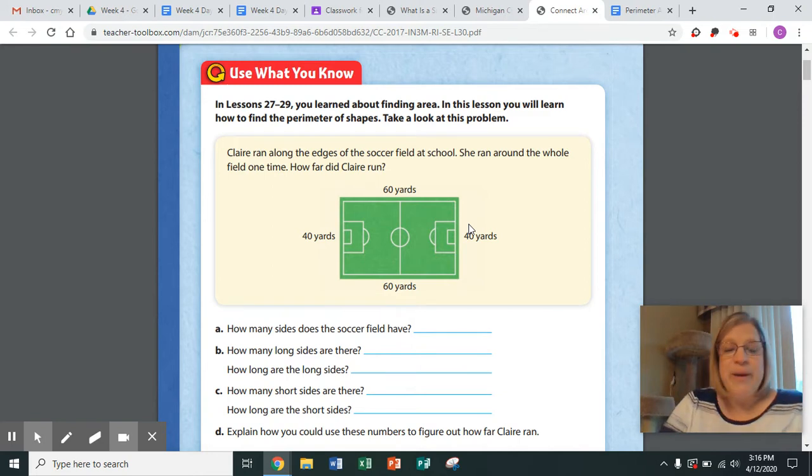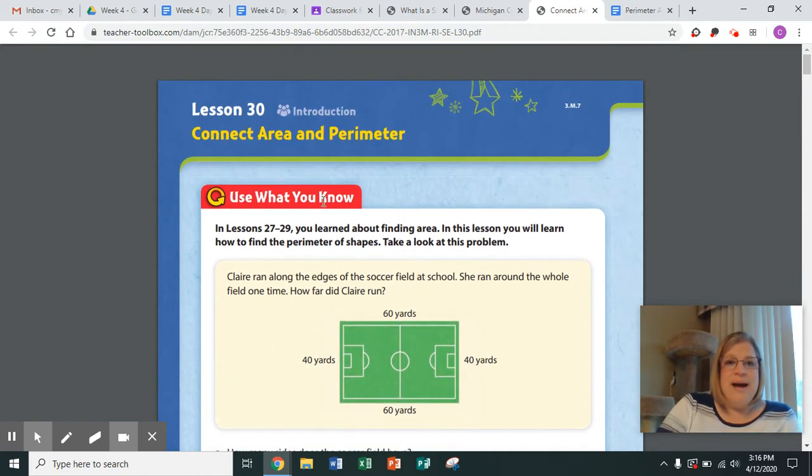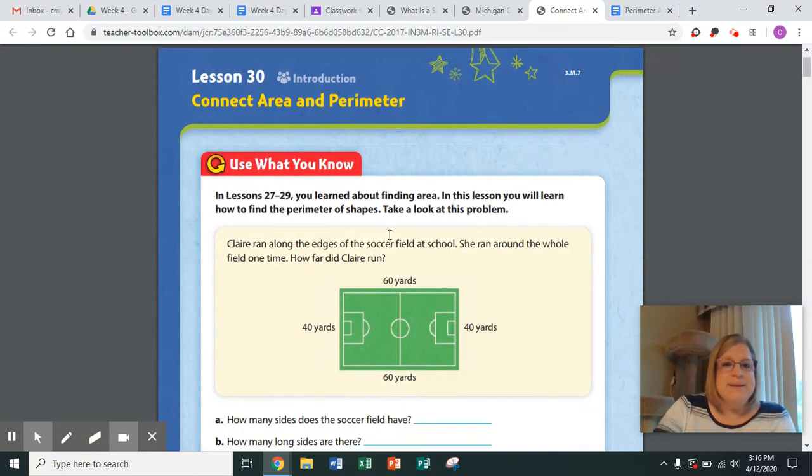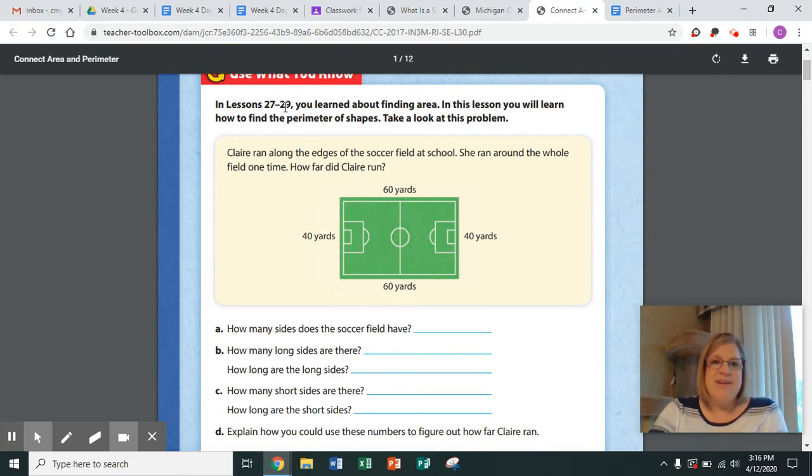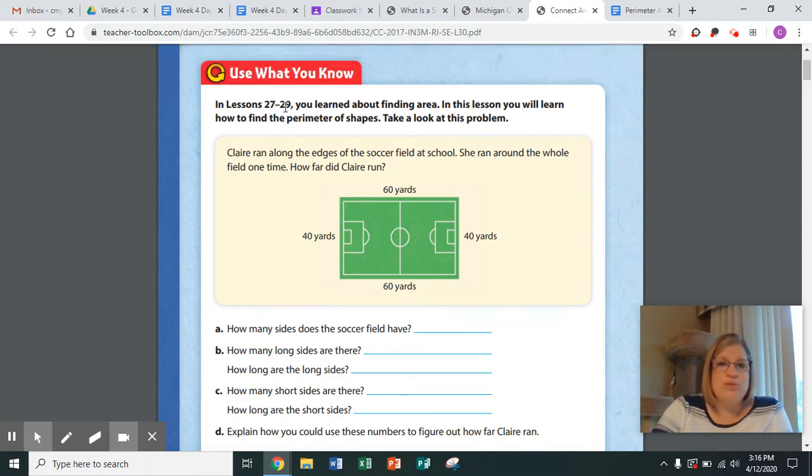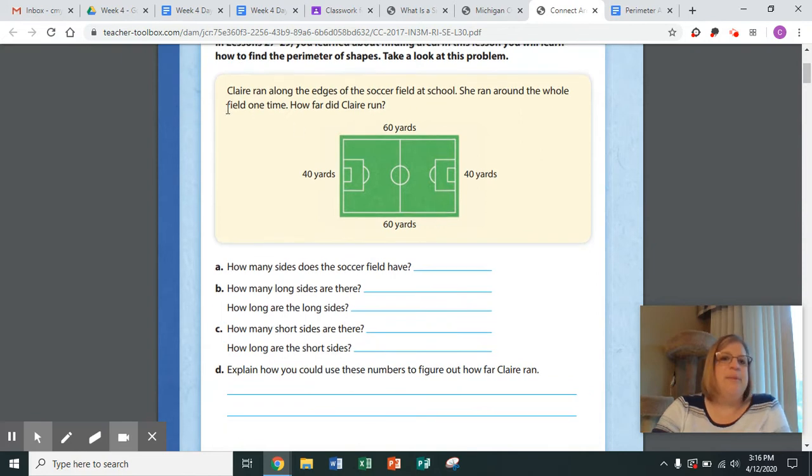Welcome back. Here we go, guys. We are going to work on connecting area and perimeter. Area is outside. Oh, excuse me, flip that. Area is inside, perimeter is outside. So, in lessons 20 through 29, you learned about finding area. In this lesson, you're going to learn how to find the perimeter of a shape. So, let's look at the first problem.